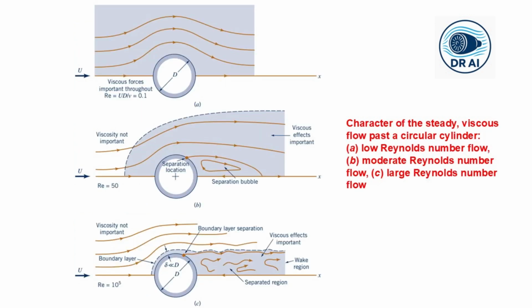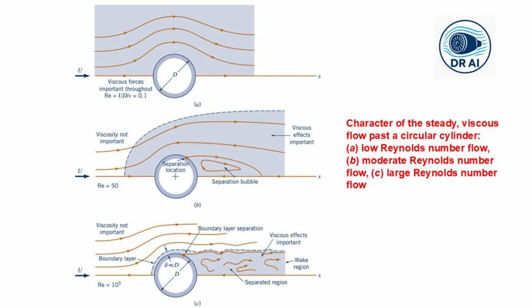Now we have to move forward to the blunt body flow patterns. Look at this blunt body, a circular cylinder. The story gets even more interesting here: when the Reynolds number is equal to 0.1, at this very low Reynolds number, the viscous effects are felt many diameters away in all directions. Surprisingly, the streamlines are symmetric front to back.